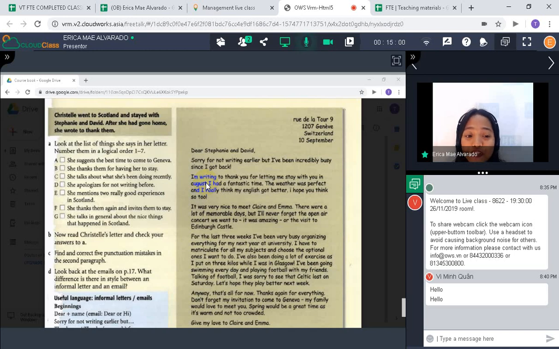What is letter G? Can you read it? She talks in general about nice things that happen in Scotland. Okay. And then letter F, can you read it also? She invited them again and invited them this day. Okay, that's good, that's nice. Just don't forget the sound of letter S when you read the words with this sound, okay?